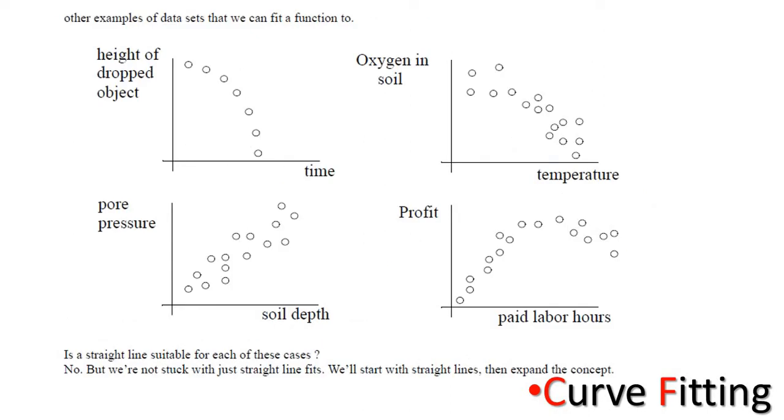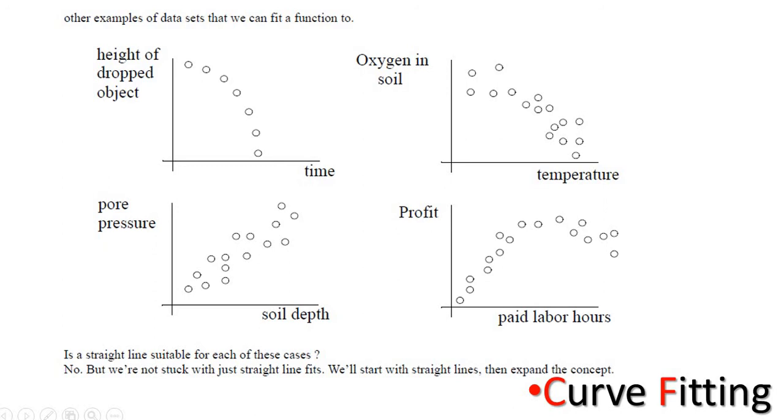Here is another example of a data set that we can fit a function to. We can see several trends of data plotted here. Is a straight line suitable for each of these cases? Here it's a different shape. Here we can fit a linear line. However, for this one, perhaps not. So the answer is no, a straight line is not suitable for each of these cases. But we are not stuck with just straight line fits. We will start with straight lines and then expand the concept.